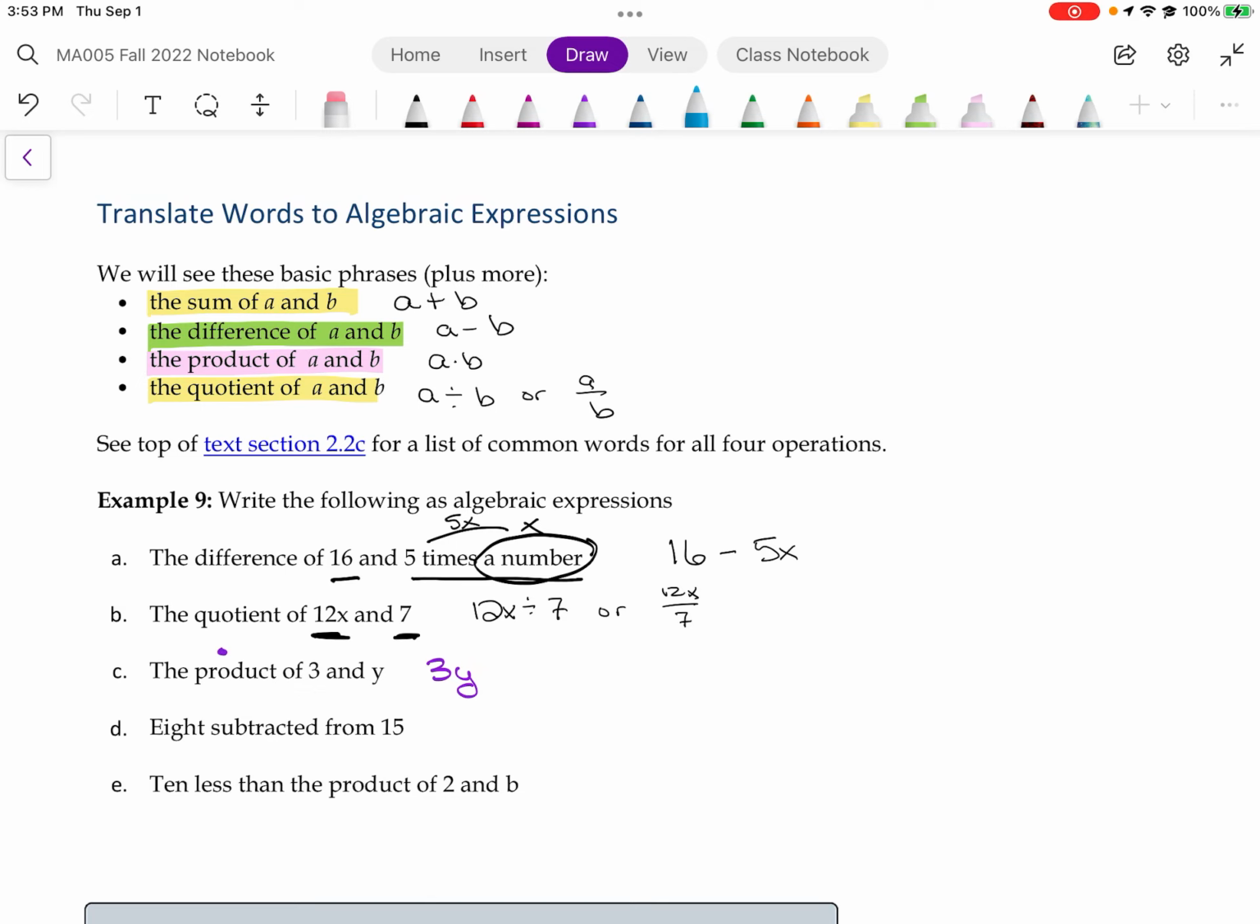8 subtracted from 15. So 8 is not a number, it's written in words, but that's okay. Subtracted from 15 is 15 minus 8. And 10 less means to subtract 10. Then the product of 2 and b, so 2b. So subtract 10 from 2b: 2b minus 10.